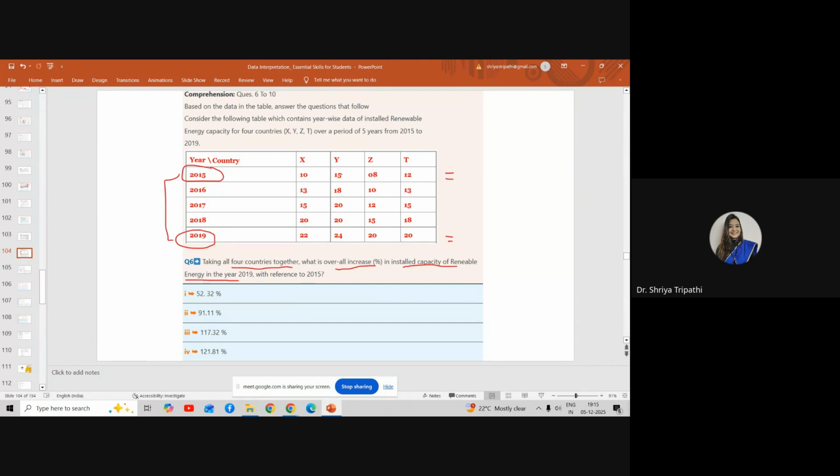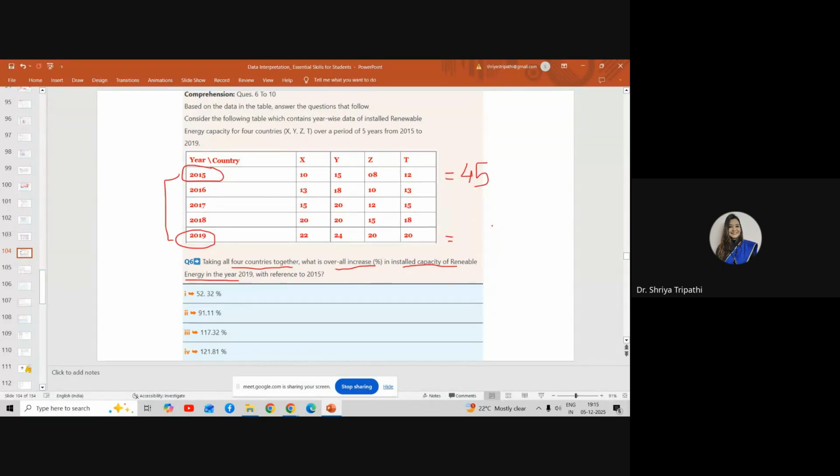20, 30, 40, 45. Everyone is getting 45? Yes? 8 plus 12, 20, 30, 40, 1, 5, 15, 45. Everyone is getting 45 for 2015.